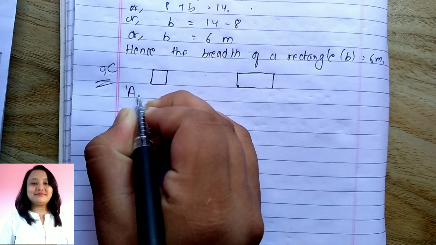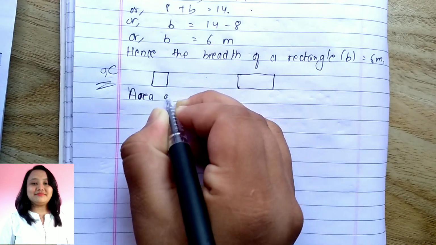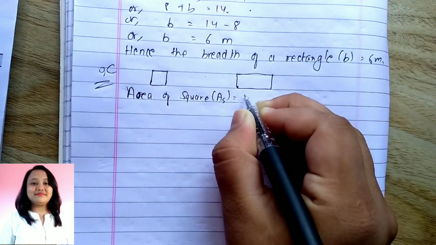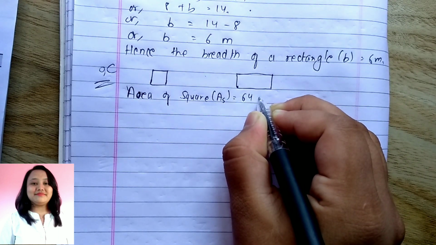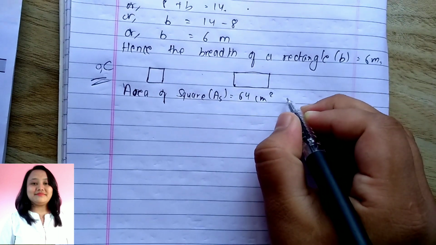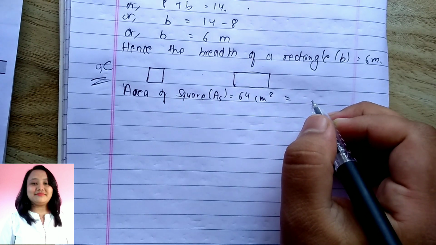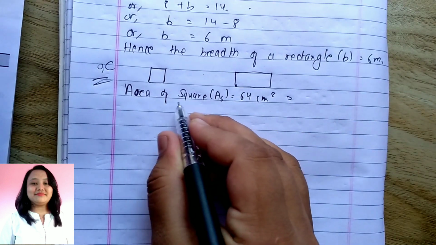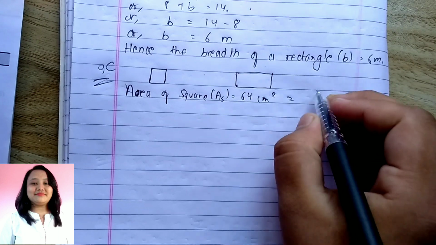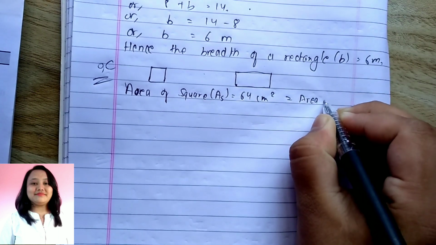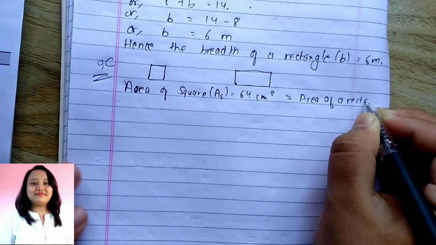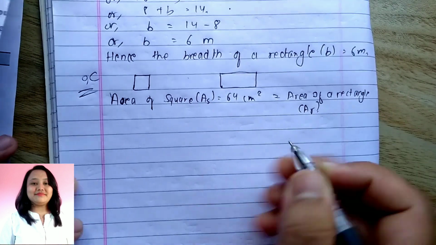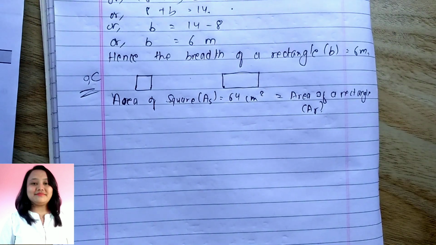So the area of a square, we can suppose AS. AS equals 64 cm square is given, which is also equal to the area of a rectangle. The square and a rectangle have the same area, it is given, no? So the area of a square AS equals 64 cm square, which also equals the area of a rectangle, and we can suppose the area of a rectangle as AR. It will be easy for us to denote.